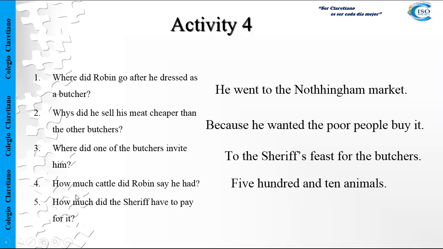And finally, Fabricio, please, help us with the final one. How much did the sheriff have to pay for it? How much money? The same appears on page 19, okay? And the money is 300 gold coins, okay? This is the money. Yes, teacher, I was hearing it cut off. Okay?